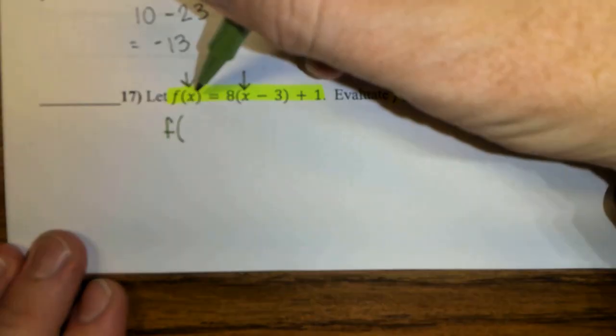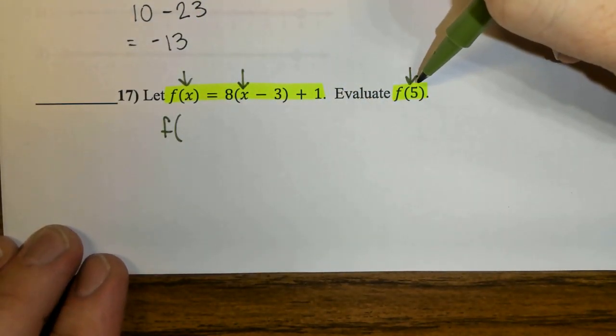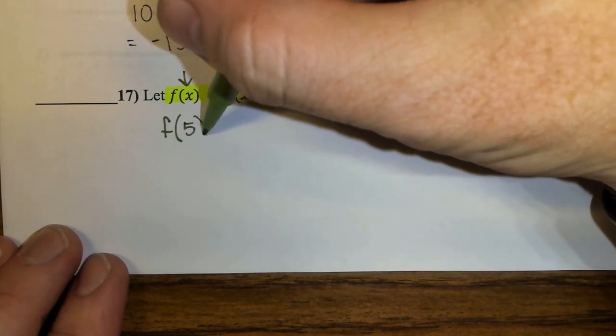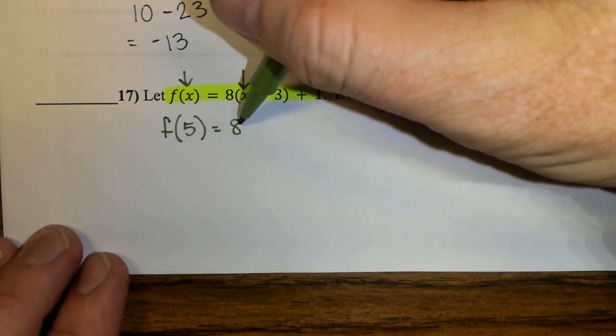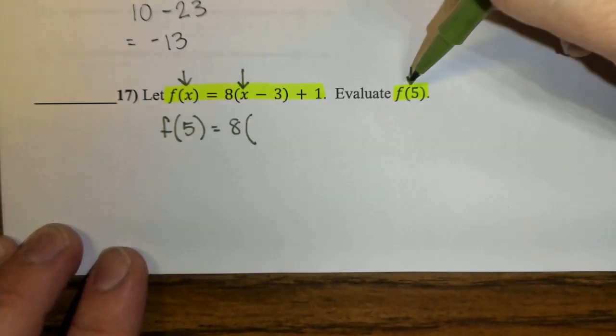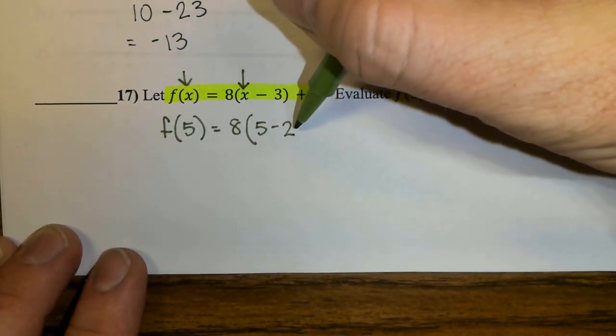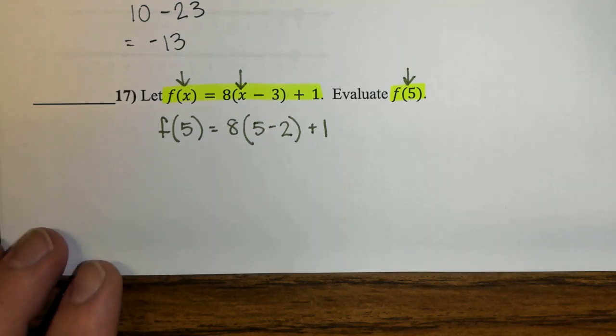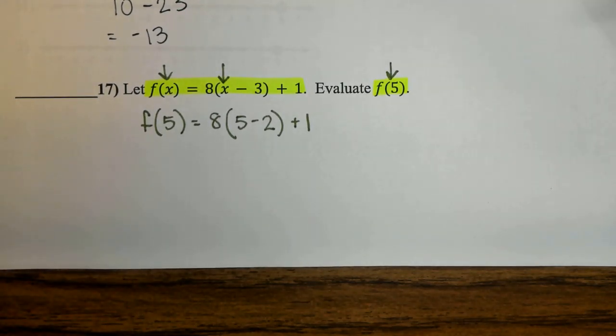Okay, so I'm going to replace. I have f of, instead of x, I replace it with 5. Okay. Equals 8, parentheses, x is now 5, minus 2, plus 1. And I can type this in the calculator and get an answer as long as I type exactly what I see and don't change it.